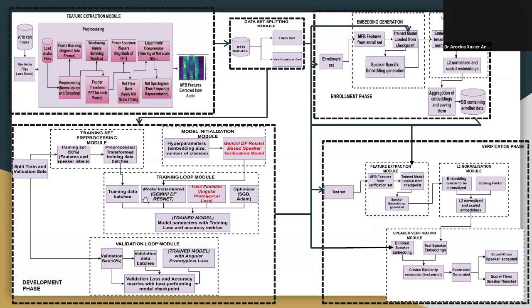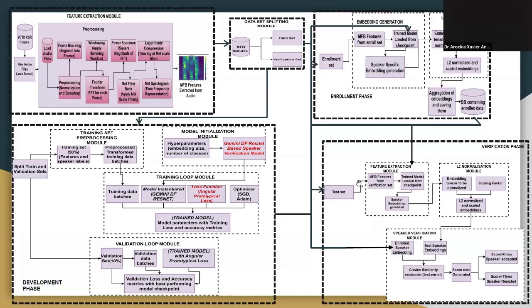So it has this model instantiated, the loss function, and the optimizer is working on the hyperparameters to extract more accuracy from the features. And finally, you have the validation loop, wherein it tries to work with the 10-fold cross-validation. So the validation data batches train the model with angular prototypical loss, and it finally gives the ultimate accuracy for both the enrollment and verification.